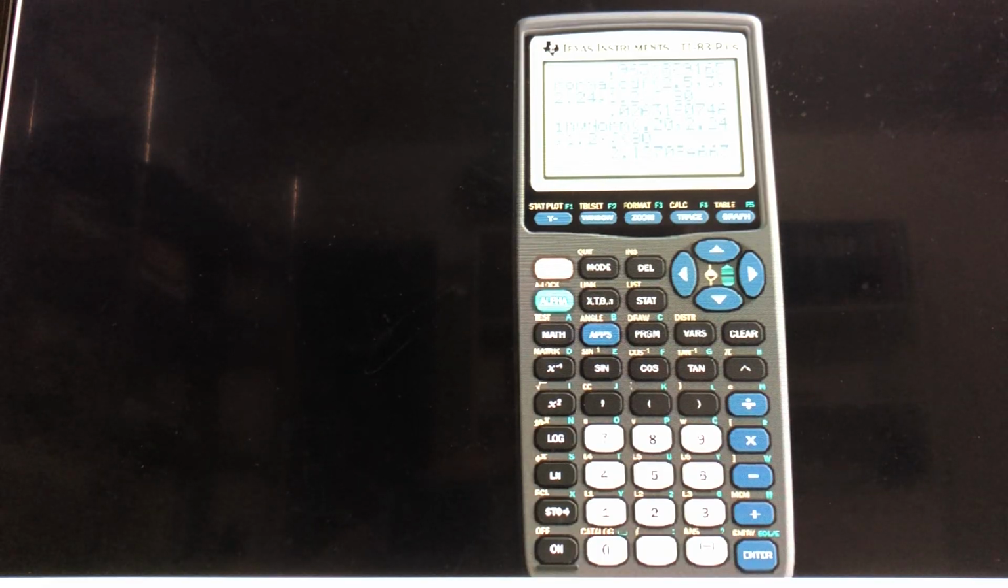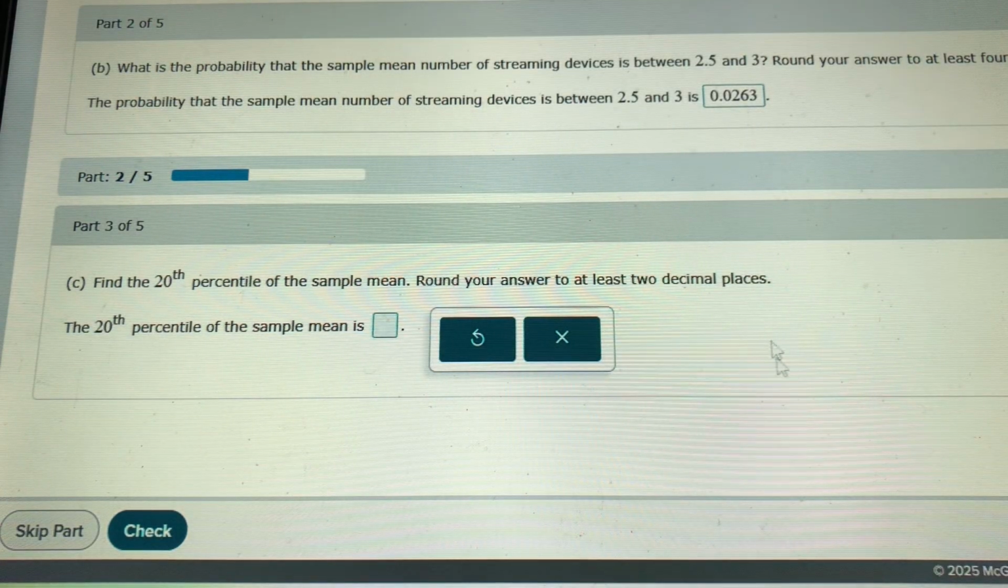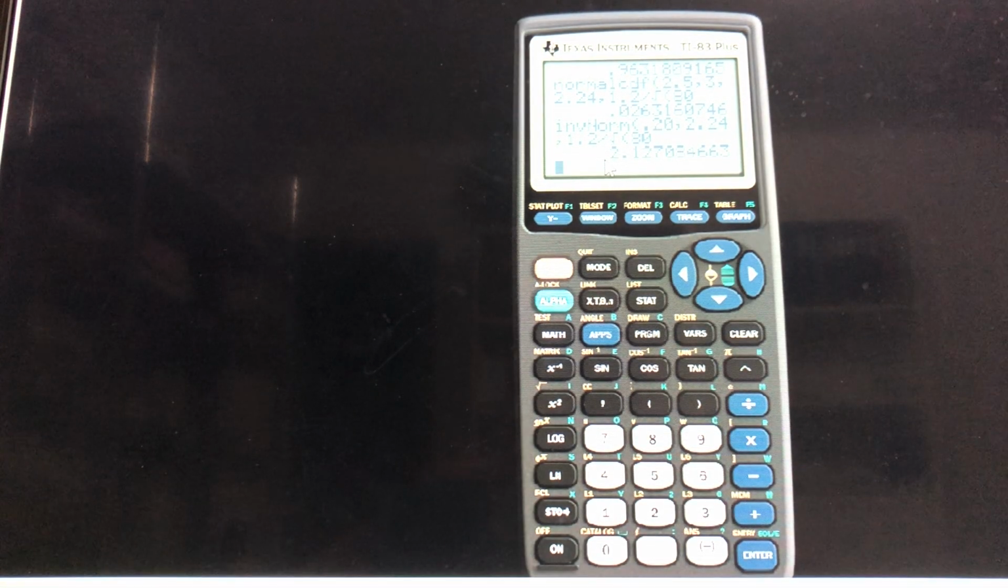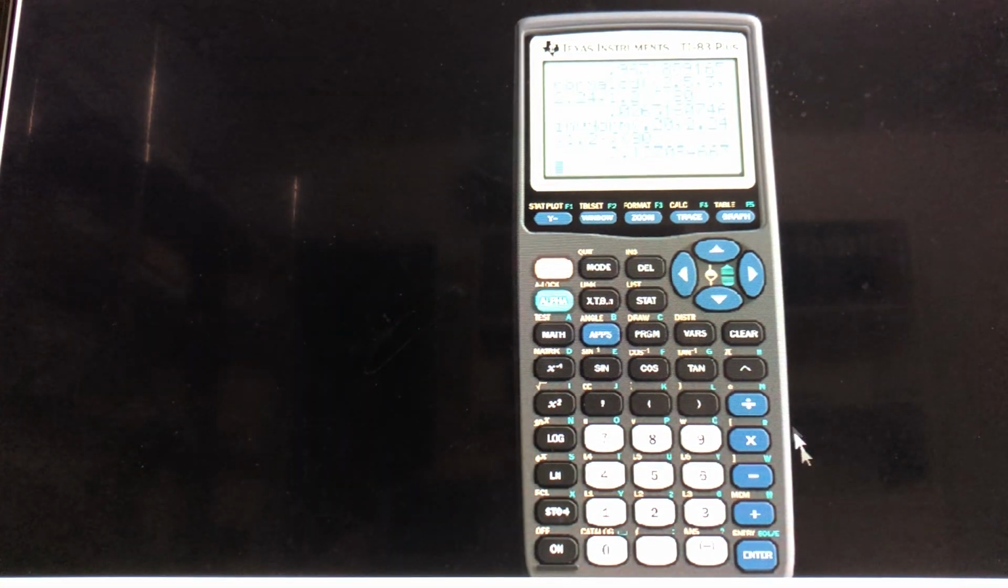And then let's see where they want it rounded to. Round to 2 decimals. 2.12, but there's a 7 after that, so 2.13.